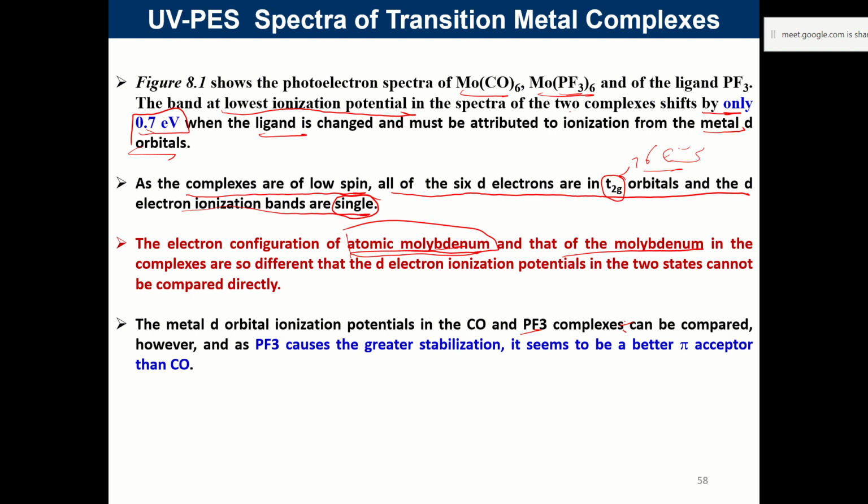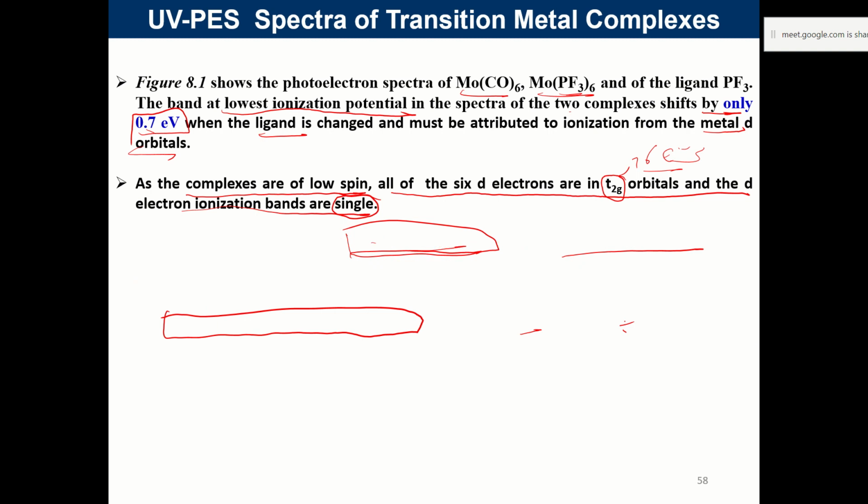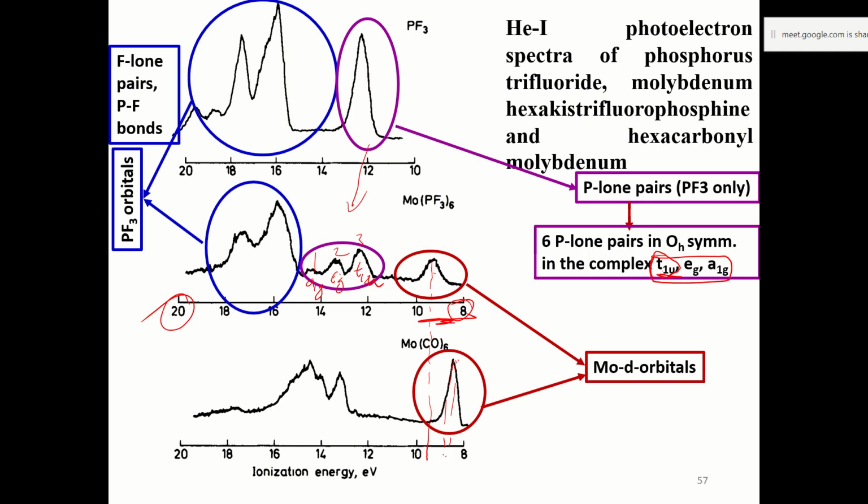What we see is that if you compare the metal d orbital ionization potentials, एक बार फिर से let's go back to the graph. What you find in molybdenum d orbitals is that it is easier to take out an electron in CO. The ionization energy in the case of PF3 is slightly higher.